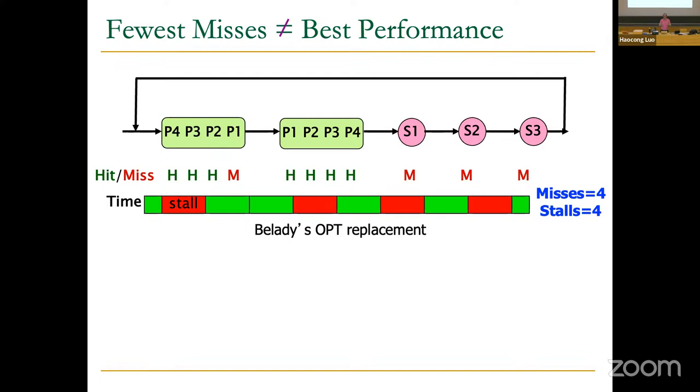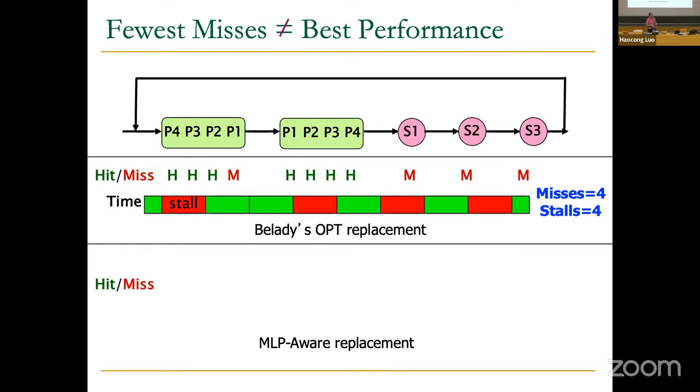Okay, not related to this actually. It's related to the cache structure. Okay, so this is optimal. Optimal for minimizing miss rate. Let's take a look at what a cost-aware or memory-level parallelism-aware replacement policy would do in this case.